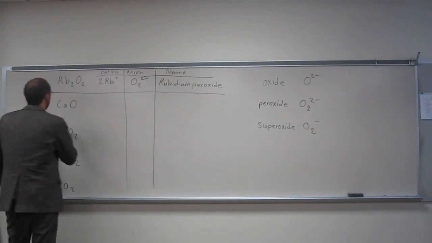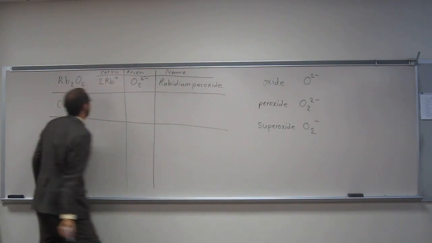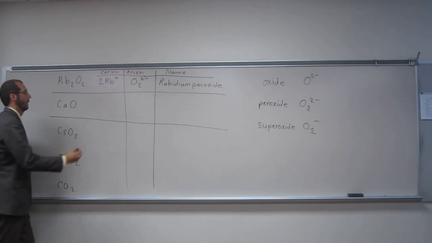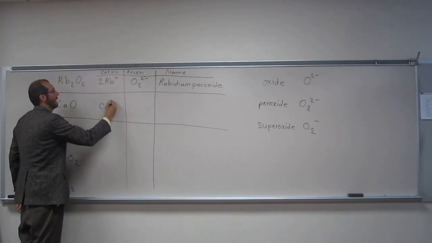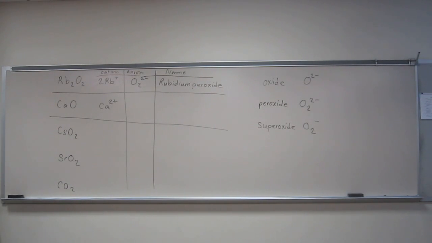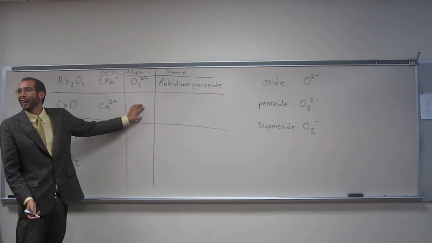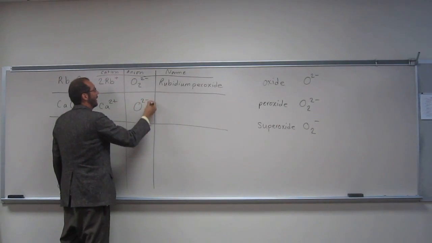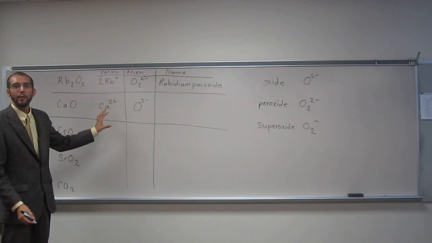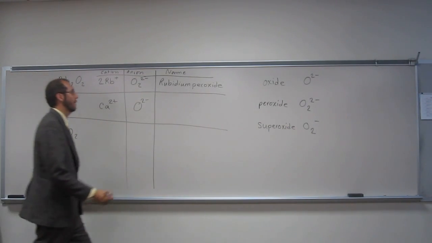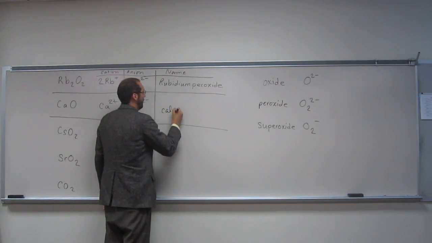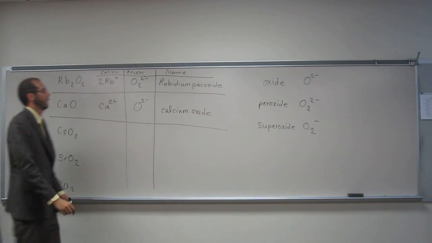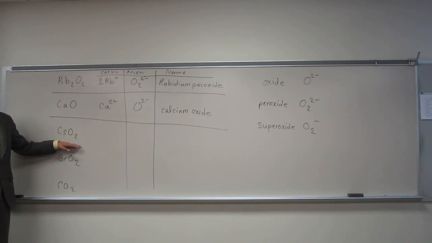So the next one, and we're going to do it the same way, okay? So what's the cation here? Ca2+. Is that bad already? And the anion? O2-. So what kind of compound is this? That's an oxide. So what's the name of it? Calcium oxide, yeah.